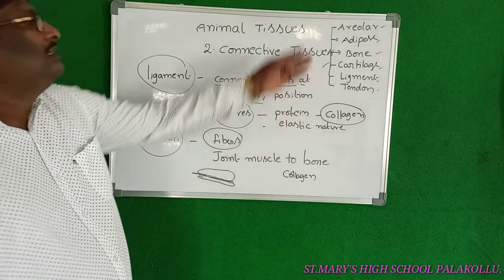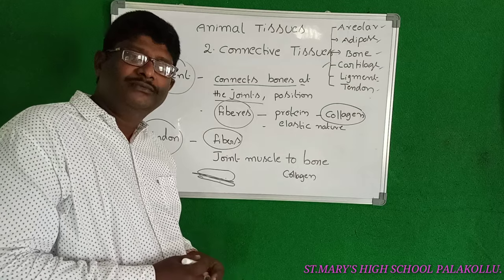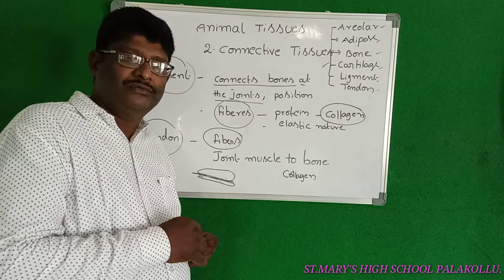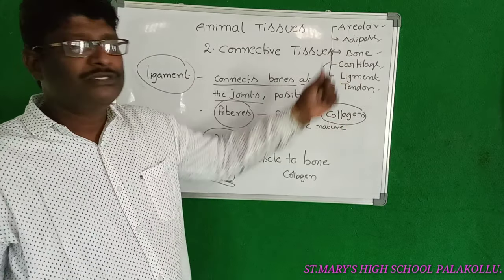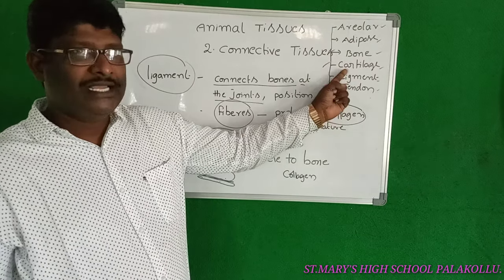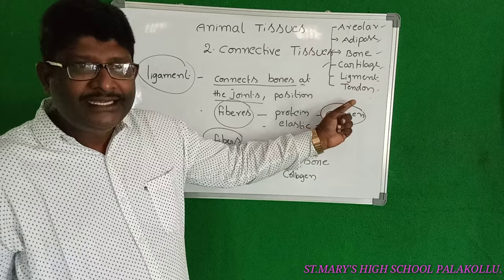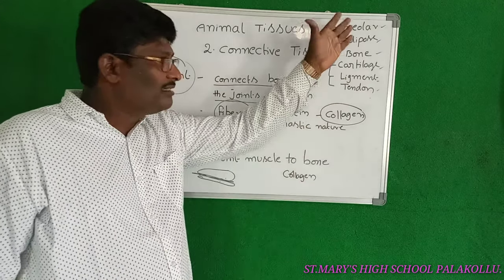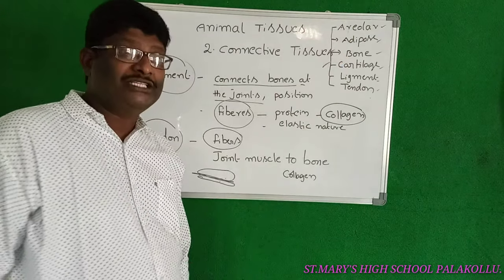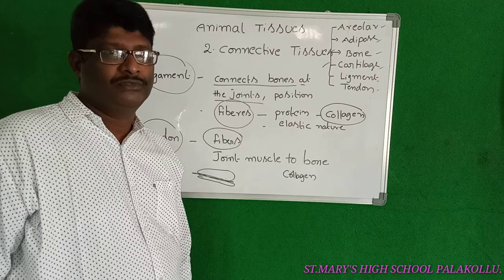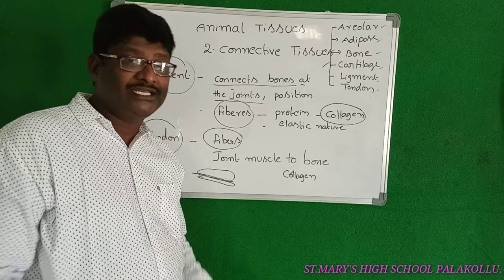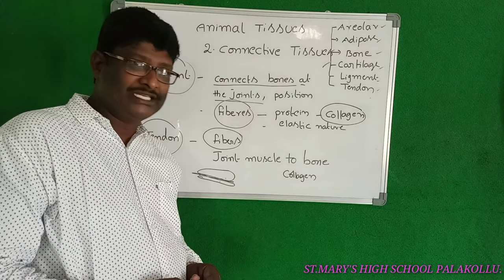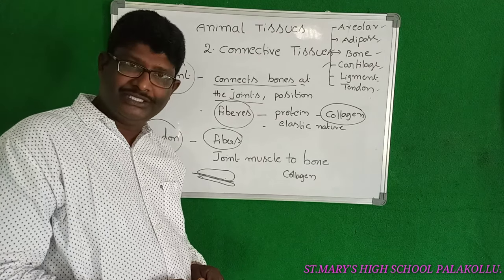So these are the types of connective tissue. How many types of connective tissues are there? Areolar tissue, adipose tissue, bone, cartilage, ligament and tendon. These are the six types of connective tissue. In the next class we will discuss the other tissues called muscular tissue and nerve tissue. Okay.